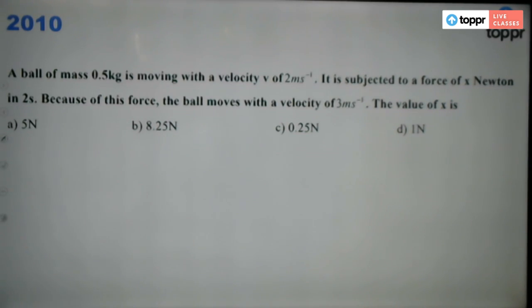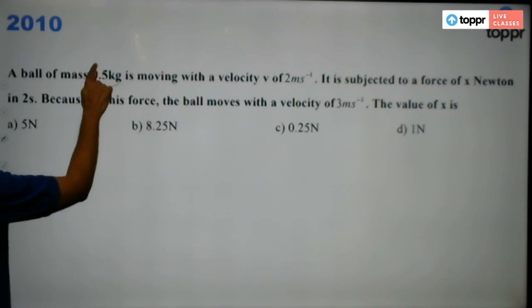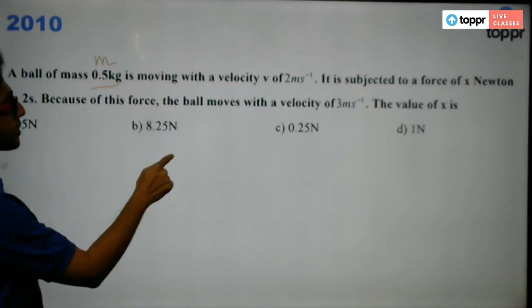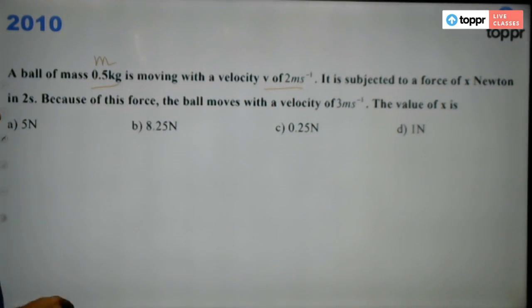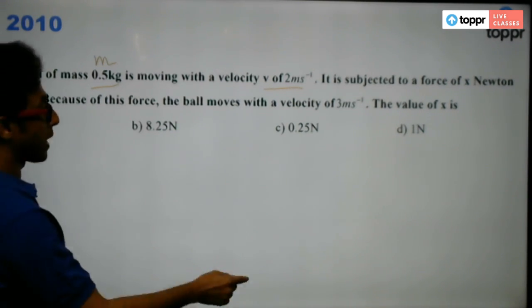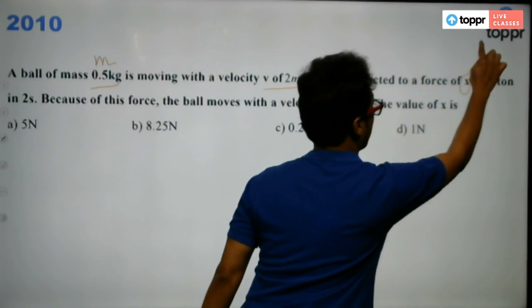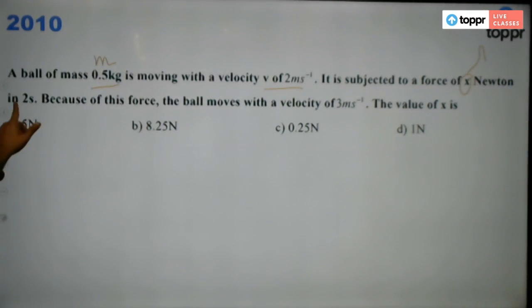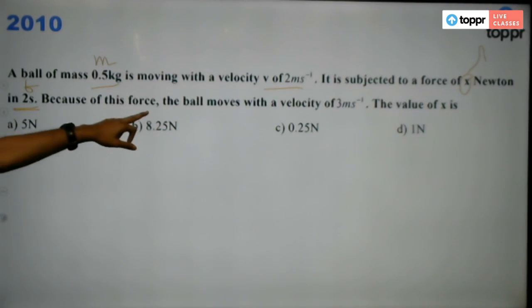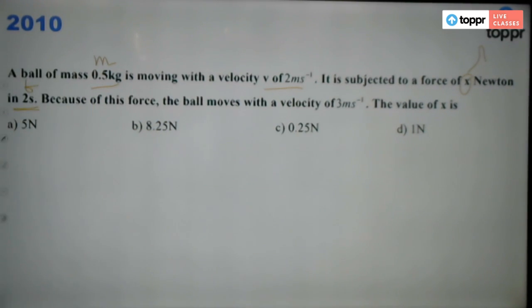The next question. A ball of mass 0.5 kg is moving with a velocity v of 2 meters per second. So mass m and velocity are given. It is subjected to a force of x Newton, so x is unknown, which we have to find out. In 2 seconds, so time t is given. Because of this force, the ball moves with a velocity of 3 meters per second. What is the value of x?